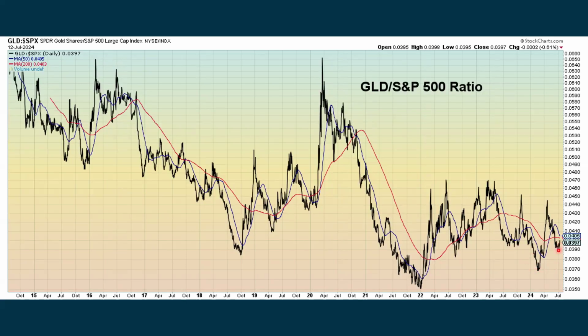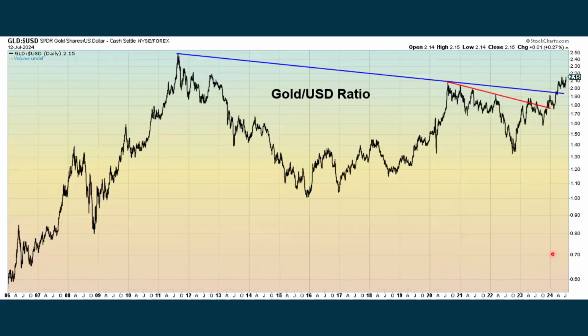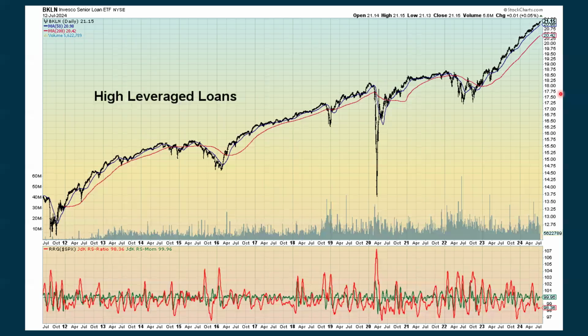You wouldn't know that by a lot of the gold folks who talk about gold like it's the end all to everything, but you probably would have been doing better off just sticking with stocks. And then here's a ratio between gold and the US dollar, where gold is starting to outperform the dollar again and breaking out. High leverage loans, another area that if we were worried about the market, this would not be holding up as well as it is right now.